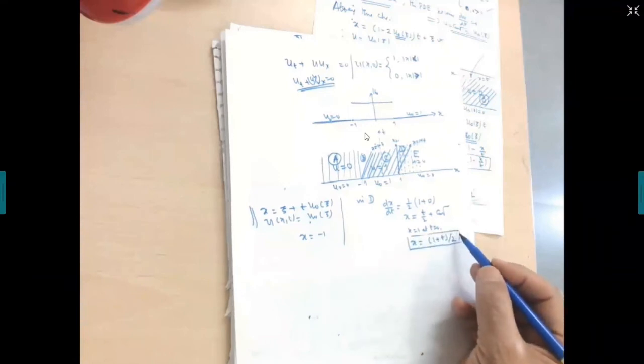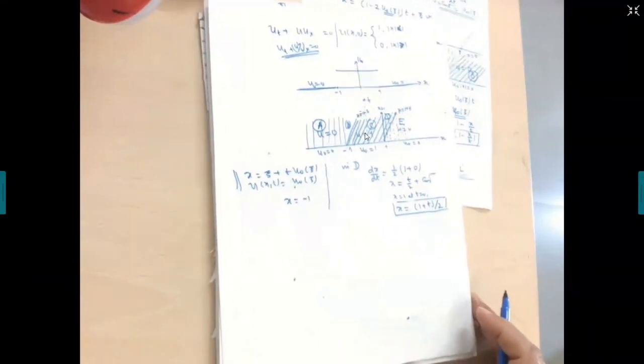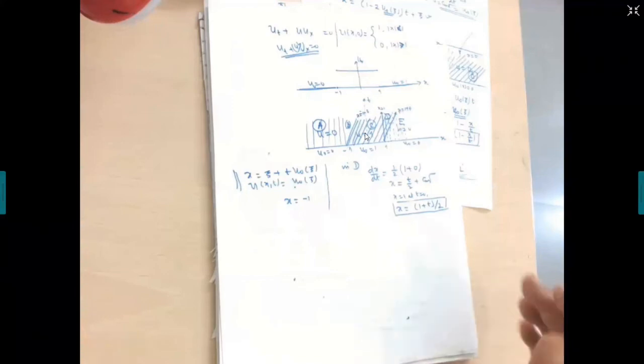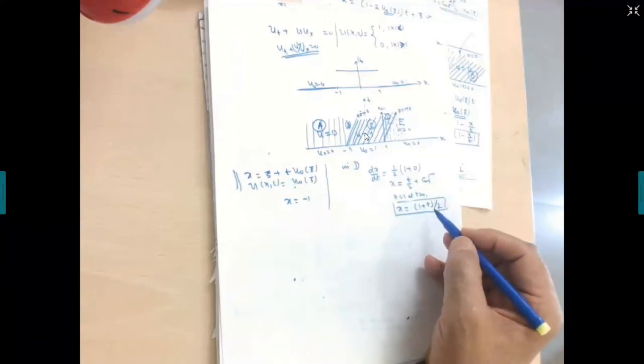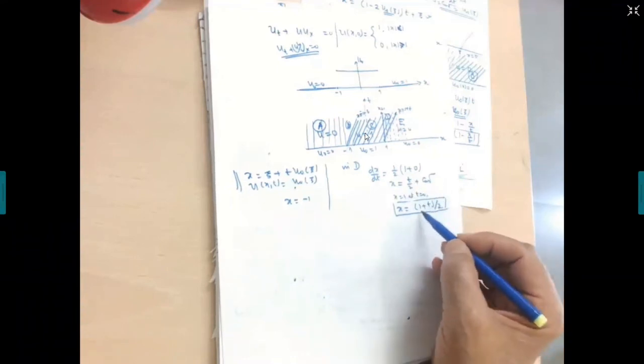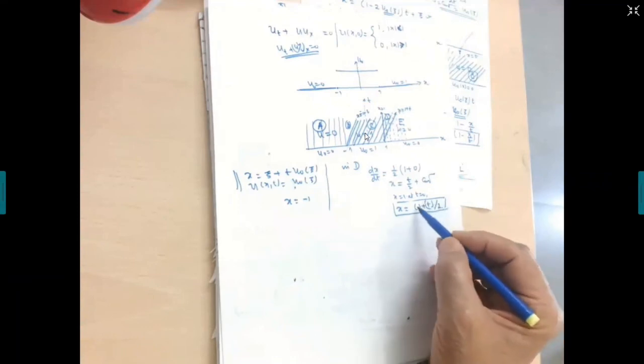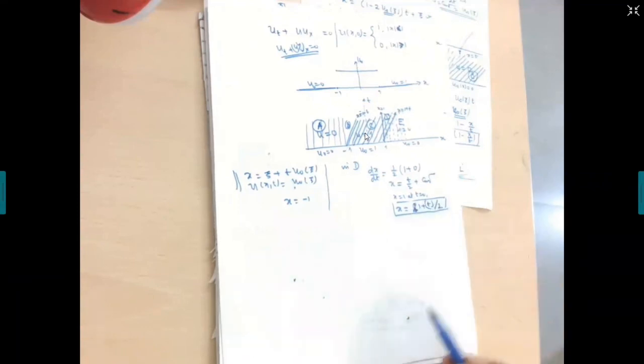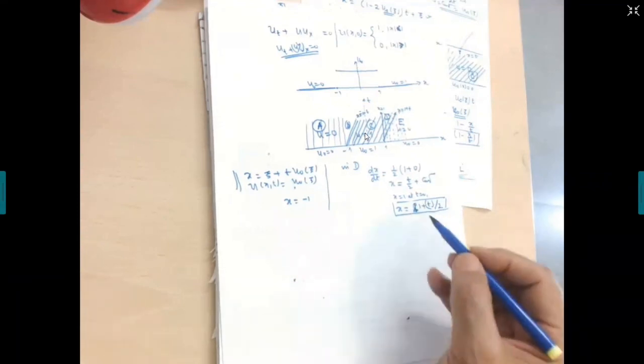So the constant C is 1. I'm sorry. When t equal to 0, x is equal to 1. So it is 1 plus t by 2. Is that right? Yes. Thank you.